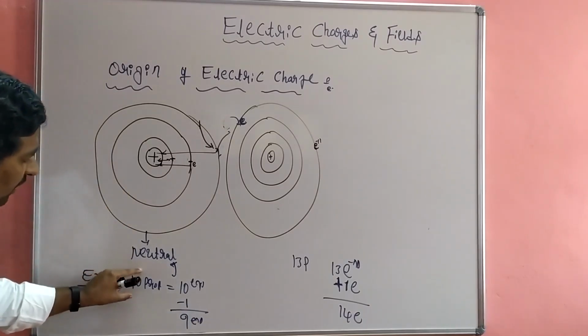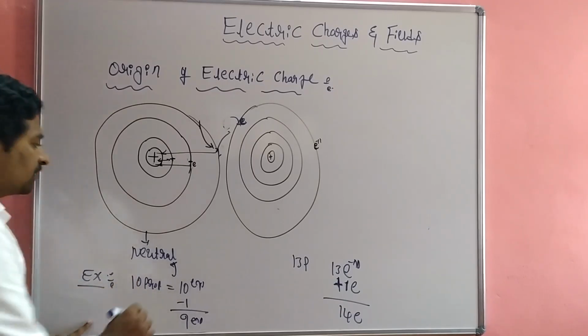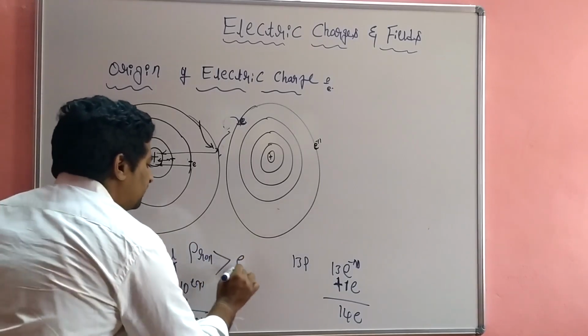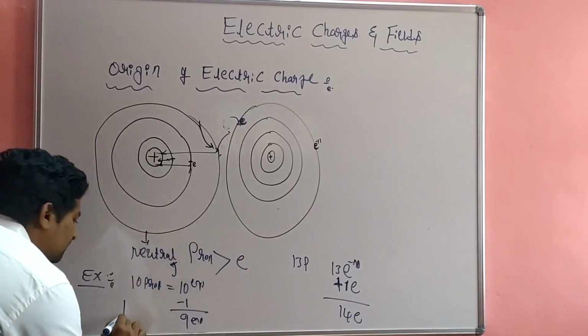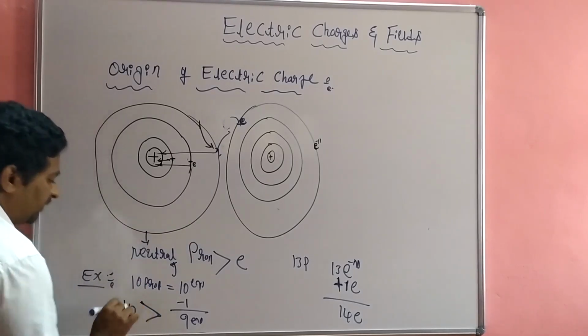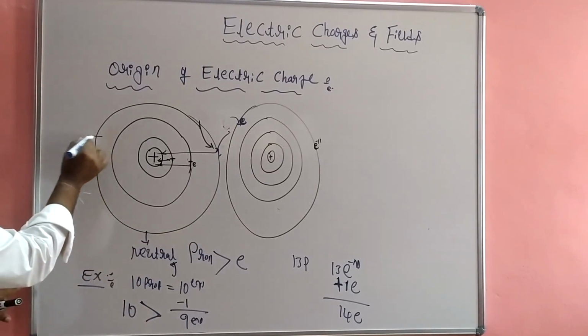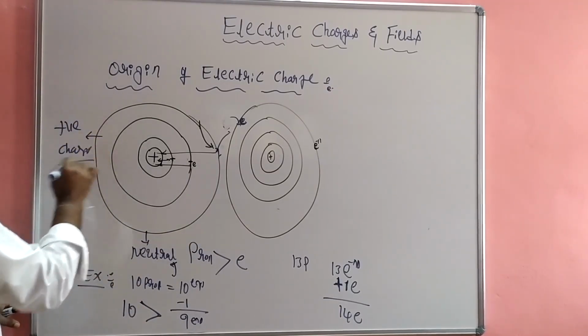Comparing the number of protons and the number of electrons, which is the higher value? The protons are higher than the electrons, because the protons stay the same. Protons mean positively charged. So this becomes positively charged.